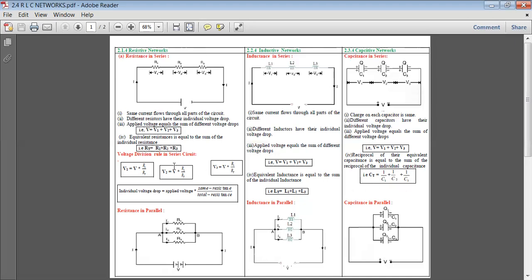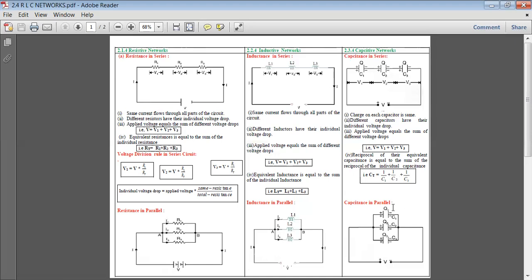See, it is different from resistance in series. In resistance in series, it is R1 plus R2 plus R3. For inductance in series, it is L1 plus L2 plus L3. But the condition here is different. It is nothing but a reverse. 1 by CT is equal to 1 by C1 plus 1 by C2 plus 1 by C3. You have to remember this fourth point, compared to resistance in series and inductance in series, now capacitance in series. Very important point.